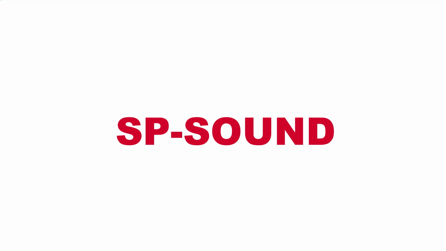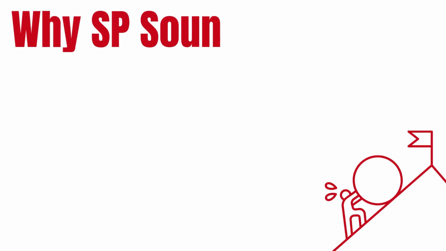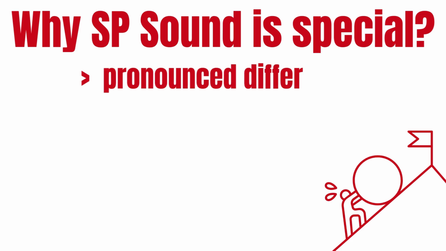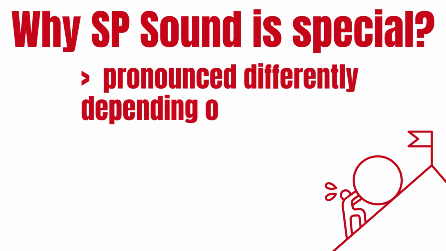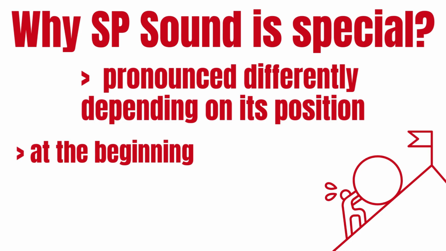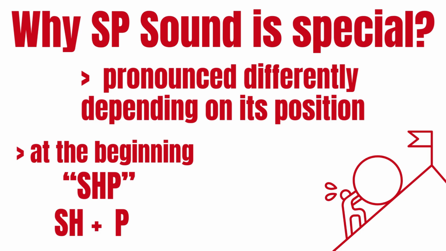Let's move on to the SP sound. The SP sound in Austrian German is special because it is pronounced differently depending on the position in a word. At the beginning of a word, it is pronounced as shp. The key is to make the transition smooth and quick. SP becomes one sound without anything between the two letters.